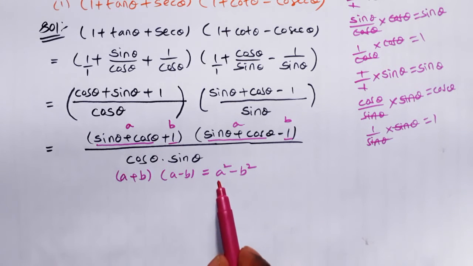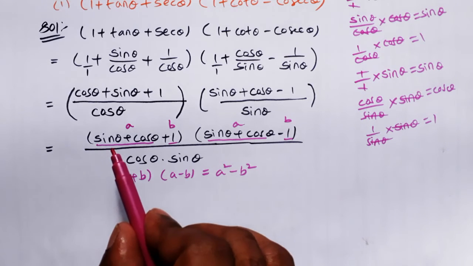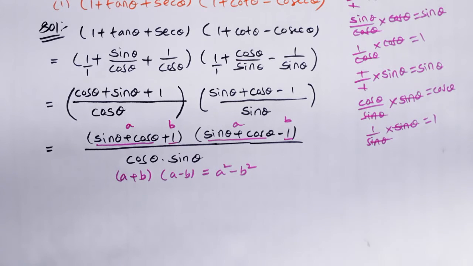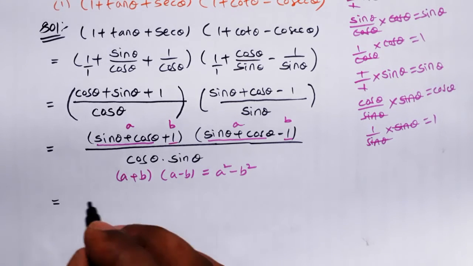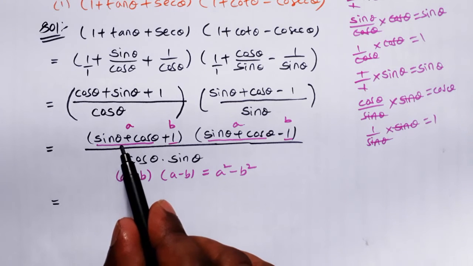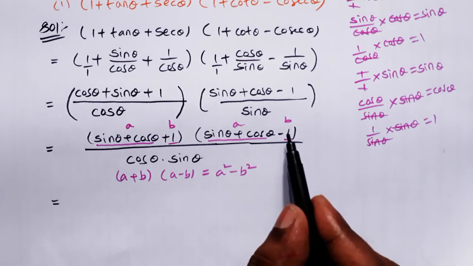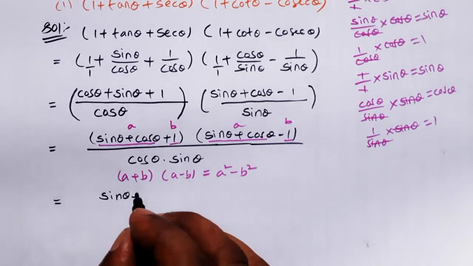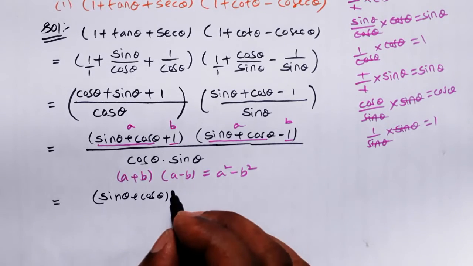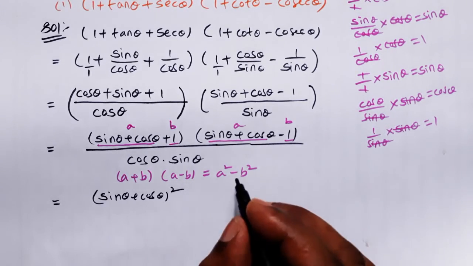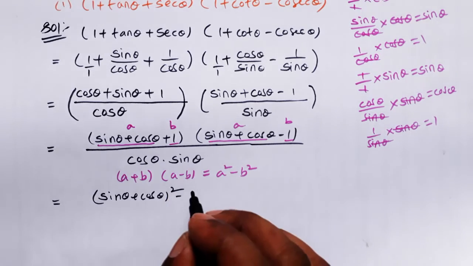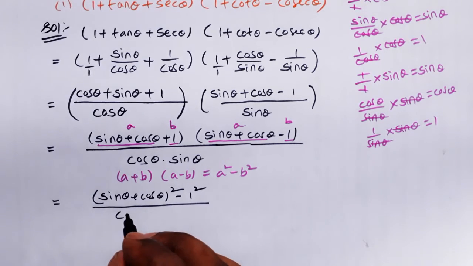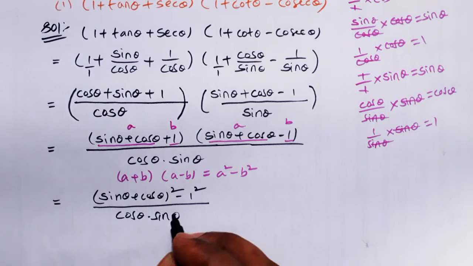So that formula, this formula we have to apply for the numerators. What is A? A square, no. Answer is A square. A square means what? Sin theta plus cos theta whole square. B square, 1 square. Okay. So the next step you will write that one. A plus B, A minus B. Answer A square. A square means sin theta plus cos theta whole square minus B square. B means what? 1. So 1 square. Denominator write as it is. That is cos theta into sin theta.